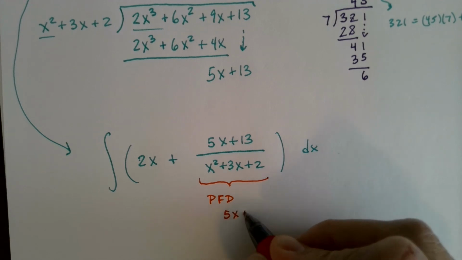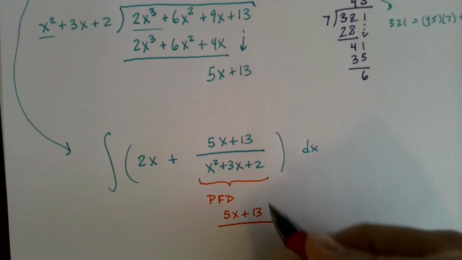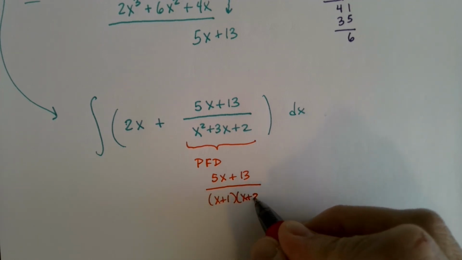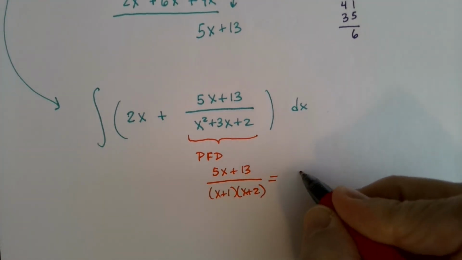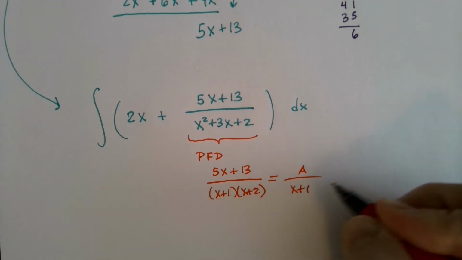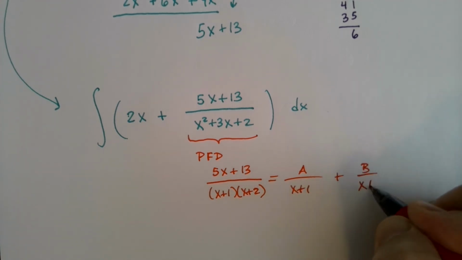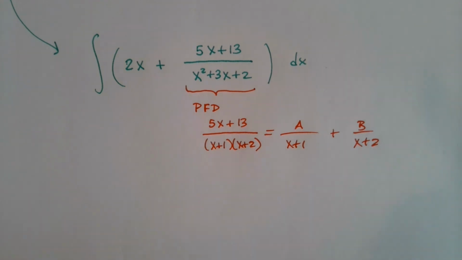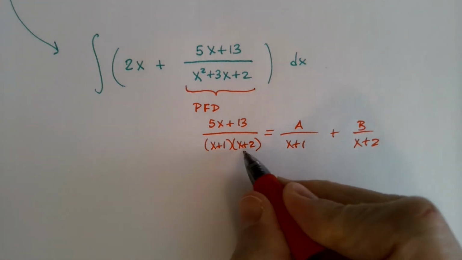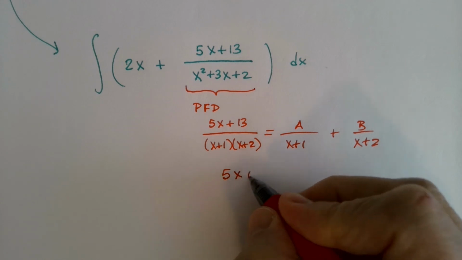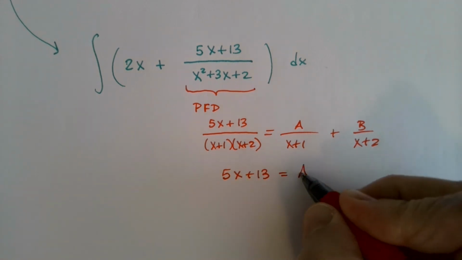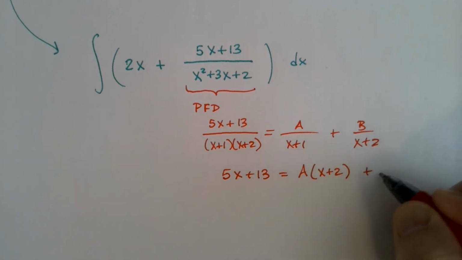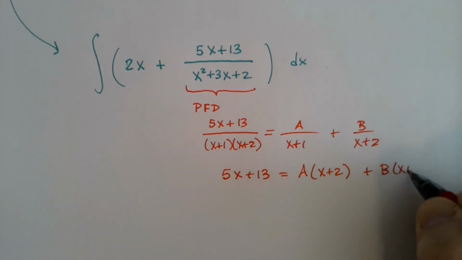I got 5x plus 13. Factor that. That's going to be x plus 1 times x plus 2. So the decomposition is a over x plus 1 plus b over x plus 2. And again, I'm going to multiply both sides by the denominator, x plus 1 times x plus 2, which gives me 5x plus 13 equals a times what? The x plus 1 cancel, leaving x plus 2. Here the x plus 2 cancels, leaving x plus 1.